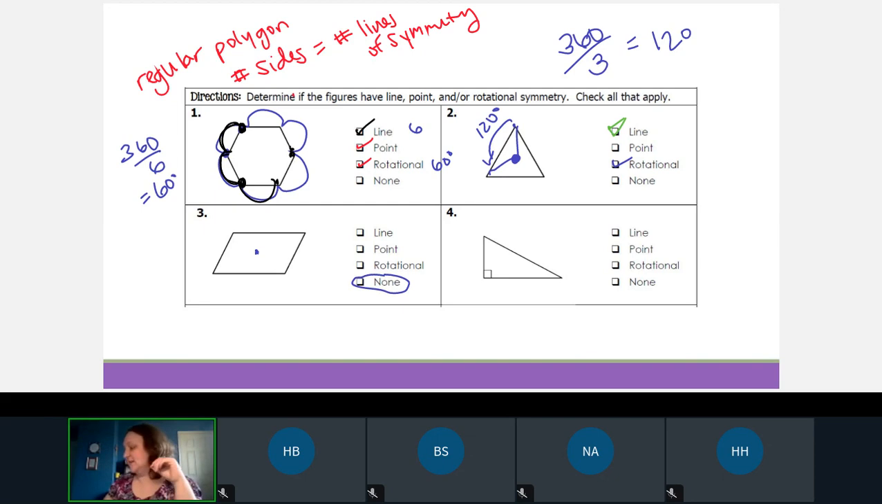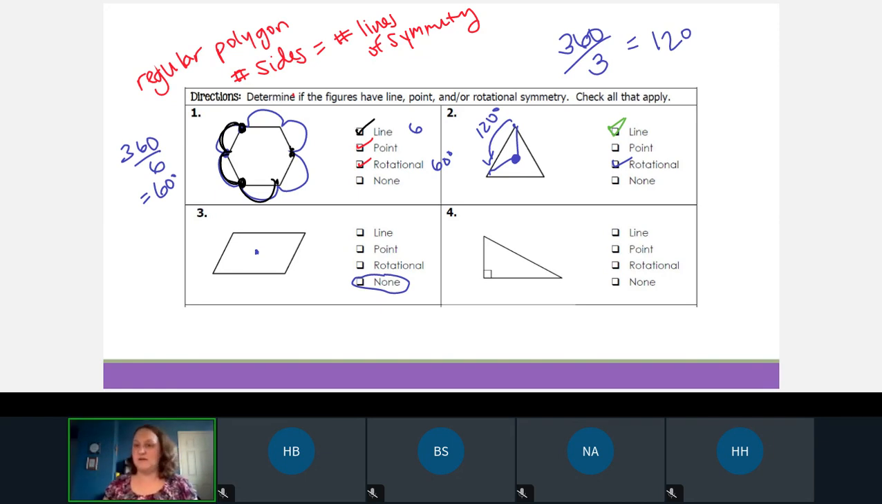Okay, hopefully this is making sense to us. Take a moment, look at number 4. Go through your choices. Line, could you draw any lines? Point, could you turn it upside down? Rotational, could you turn it less than 360 and it land on itself? Or is this none? What do you think? I'm going to put a poll up there. We're going to call them A, B, C, D, so in the order that you see them. Line, point, rotational, none. A, B, C, D. What do you think?